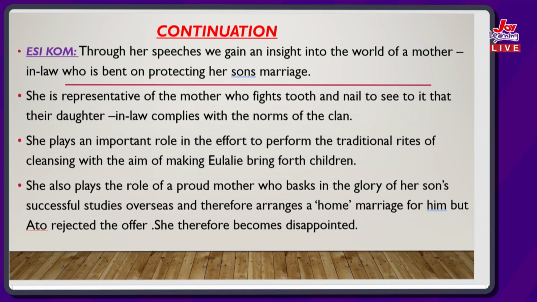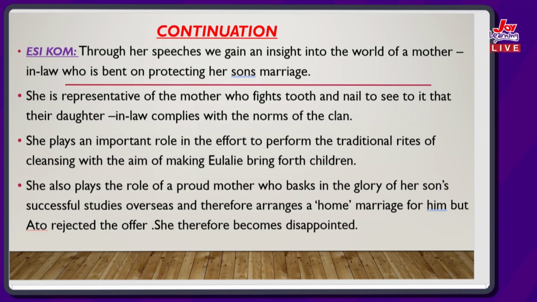Now, she also plays the role of a proud mother who basks in the glory of her son's successful studies overseas and therefore arranges a home marriage for him. But Ato rejected the offer. She therefore becomes disappointed. Our mothers, our great-grandmothers used to do that. Initially, they bring two people together. Okay, this one will be good for you, this one will be good for you. And by the time you realize, you guys are married. But that is in the olden days, not now. So Ato's mother was trying to contract some home marriage for Ato. But I think he didn't buy the idea because he was coming with his own wife, Eulalie. So that made Esikom very disappointed and kind of sad.